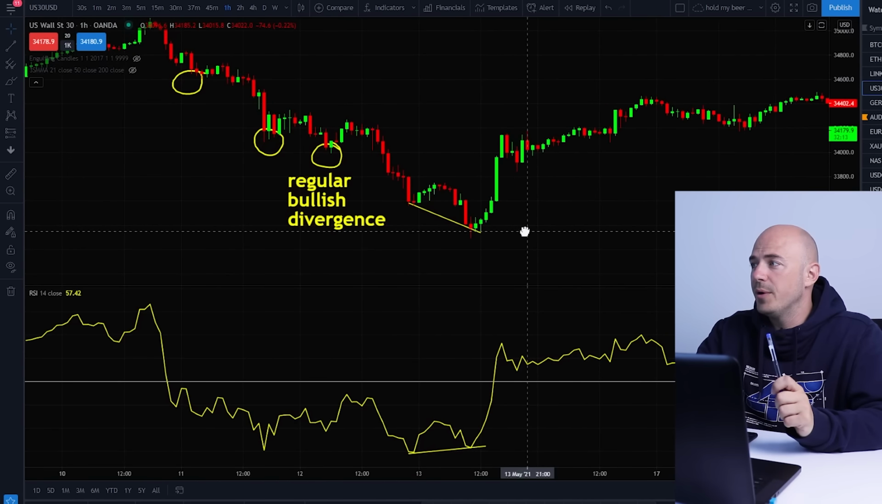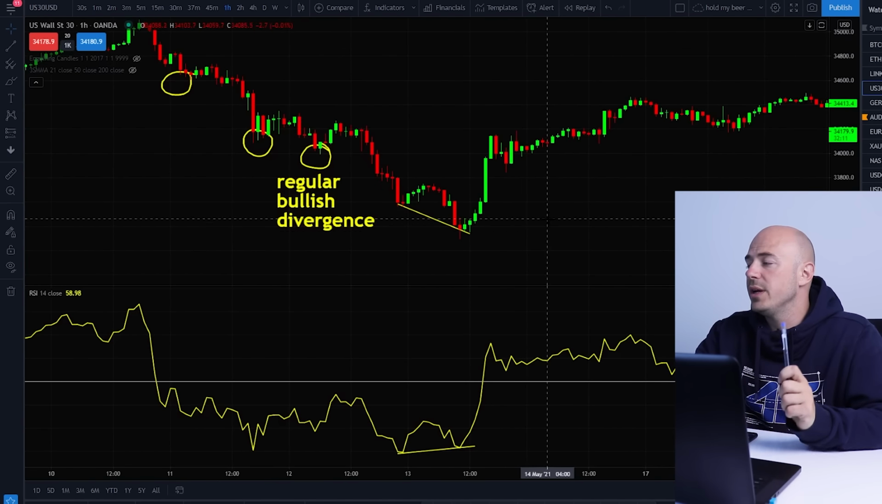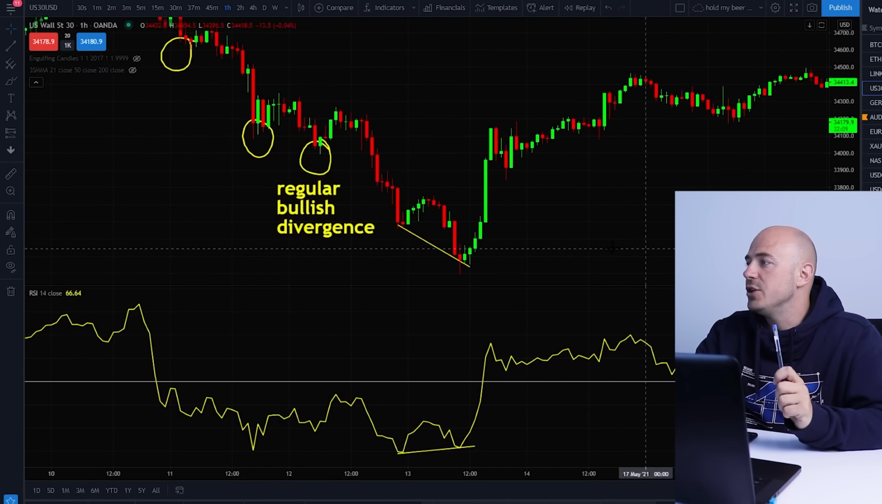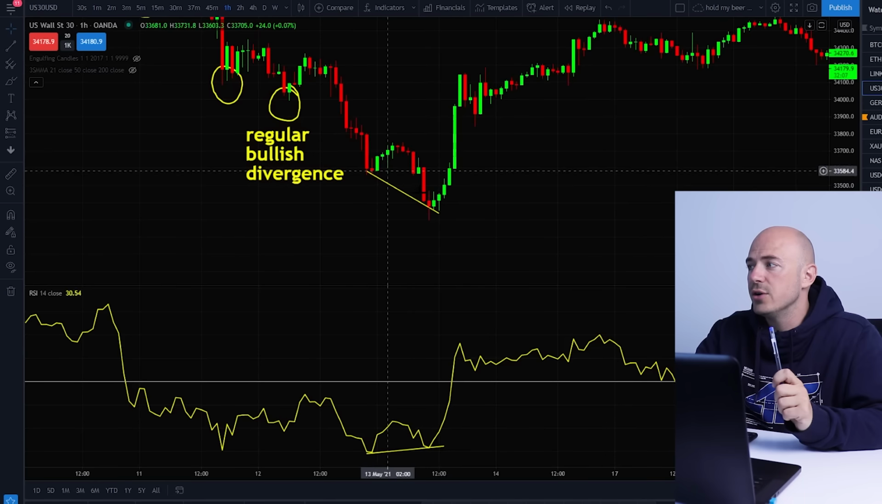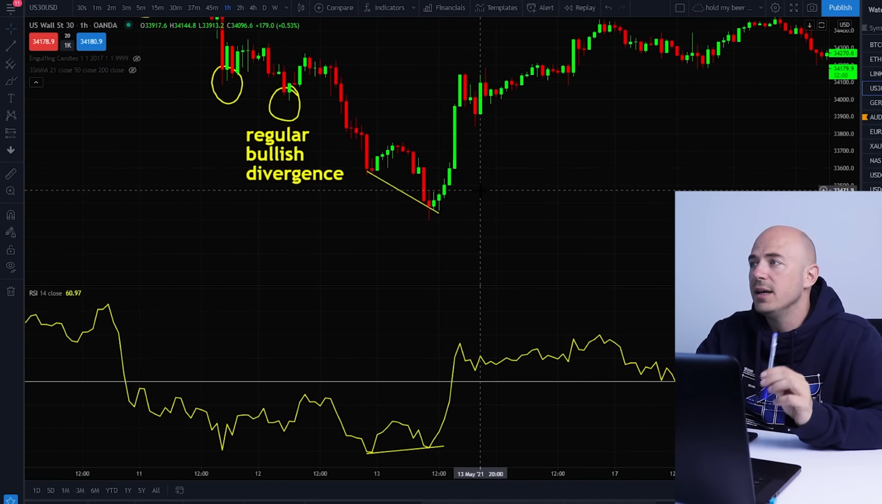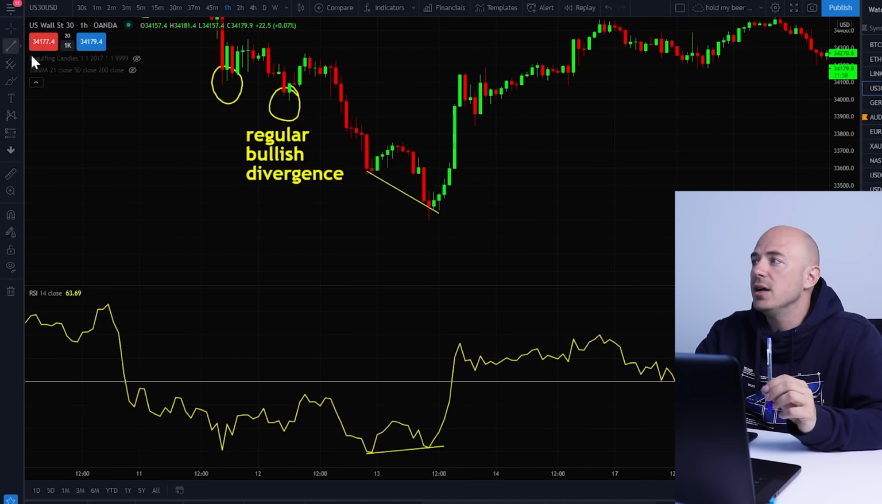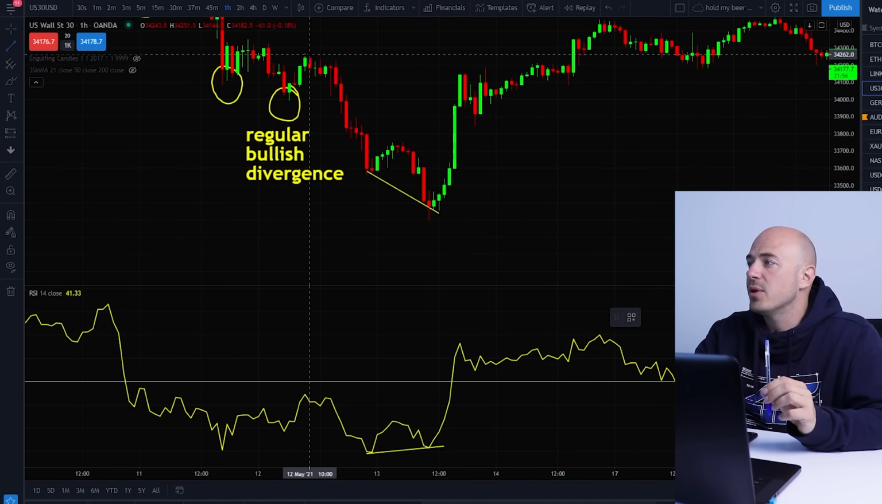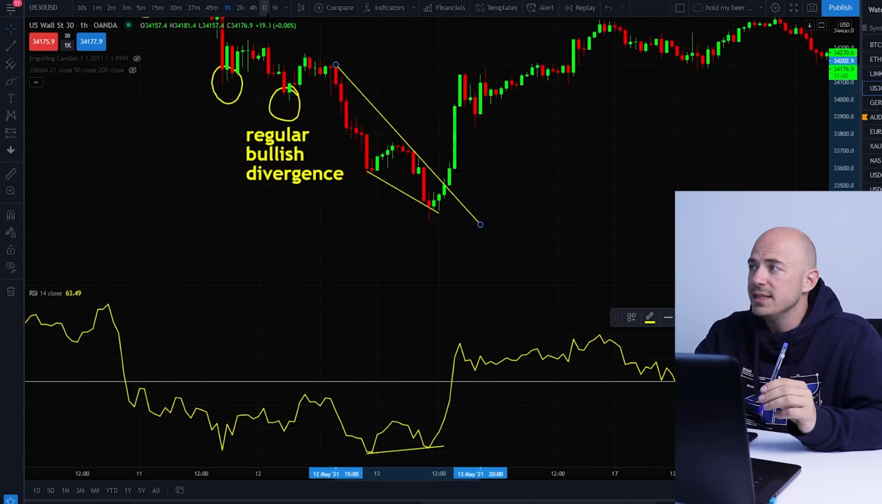I'm going to get rid of my order position right here, and what we're going to do is actually draw a trend line. I have a trend line drawn here to show you the lower low and the higher low on the RSI. But what we're going to do is draw a trend line on this price action. As the price is continuing down, it is maintaining a trend.